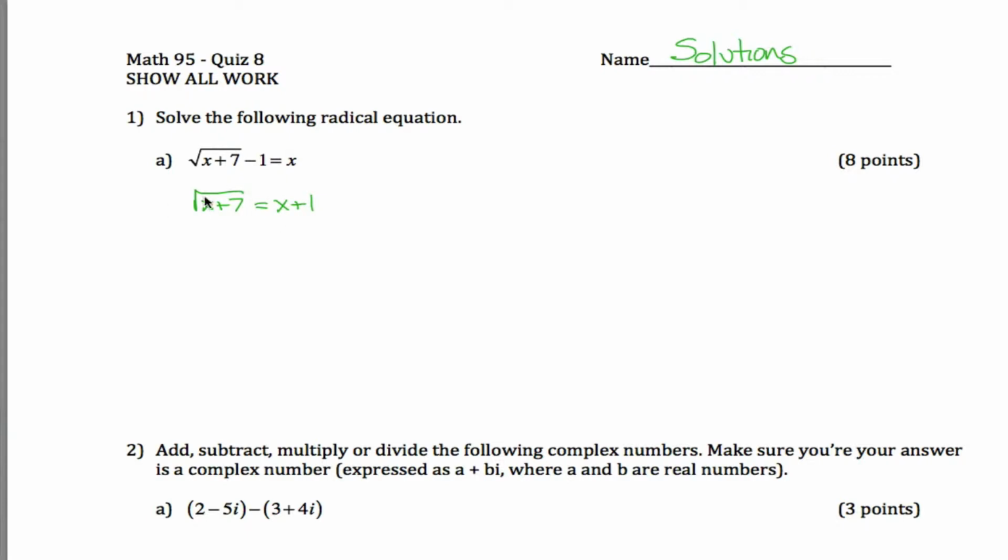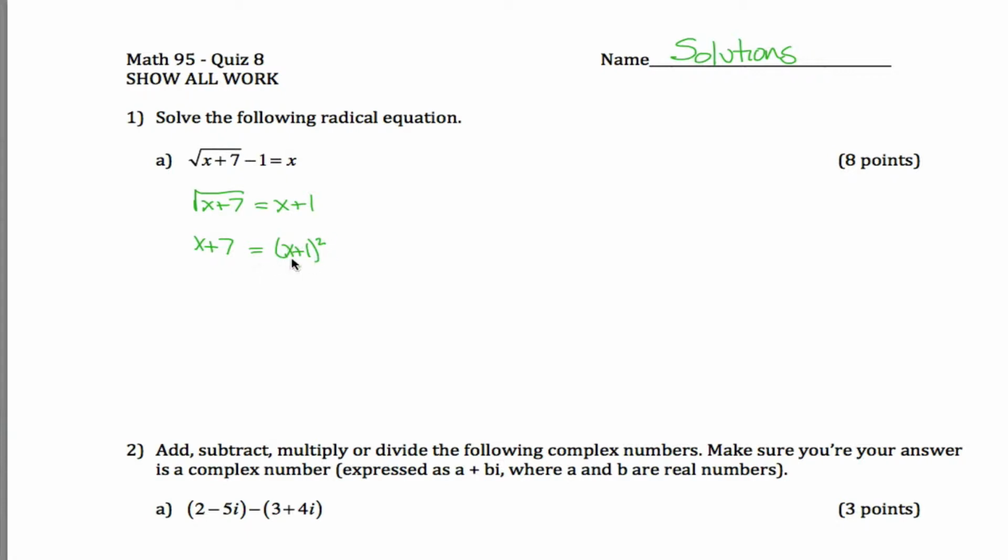And the way we get rid of this square root sign is by squaring both sides of the equation. So the square root of x plus 7, squared, is just x plus 7. The square root and the square cancel each other out. And on the other side, we've got x plus 1 squared. So we squared both sides of the equation to get here. And now what we have is an equation that doesn't have any square roots in it. So we can solve that equation.